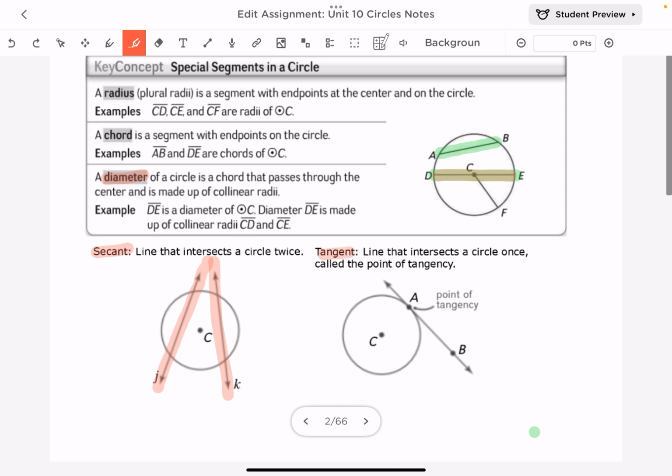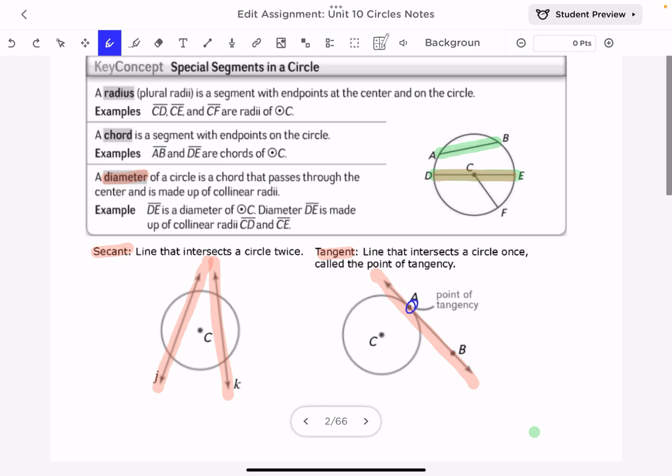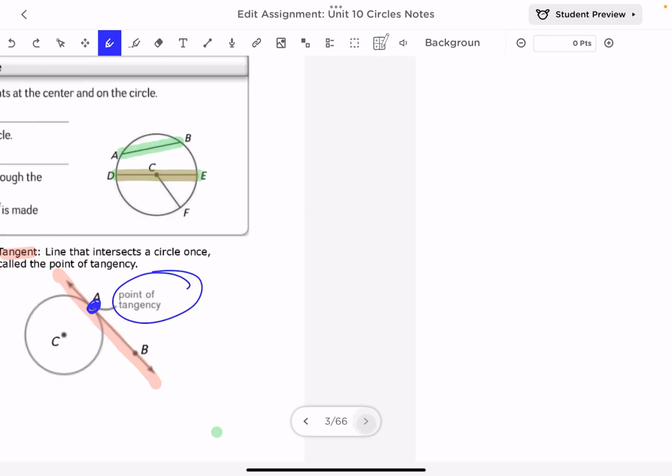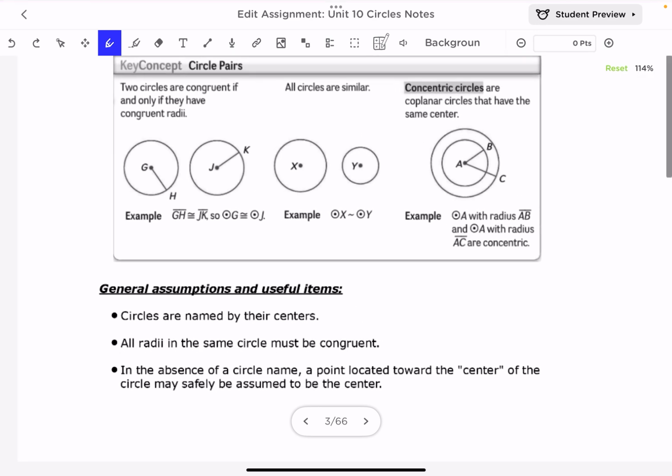And then this other word, tangent, this is a line that just intersects your circle one time. So you see this line AB over here, it's just intersecting one time. And that point where it is intersecting your circle, that is called the point of tangency. Okay, which makes sense. That's a point where it's tangent. So just a lot of vocab so far.